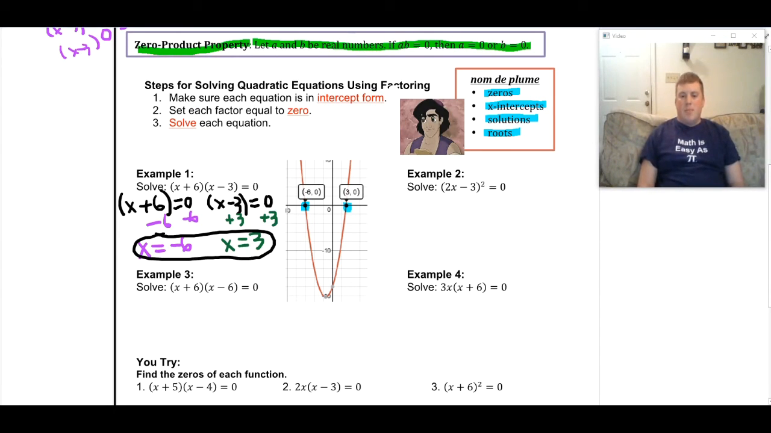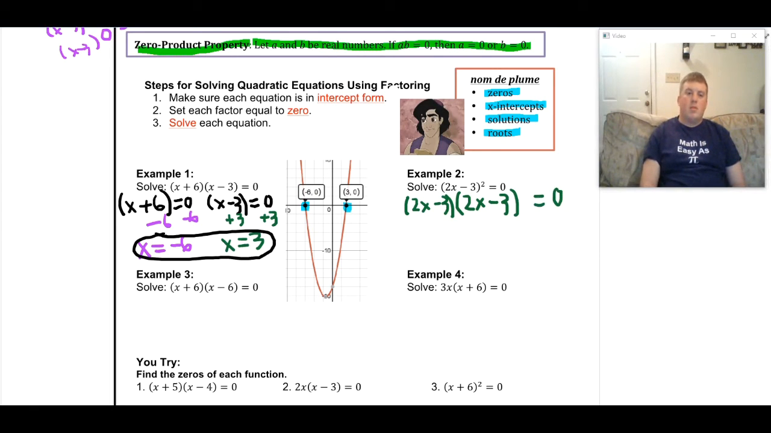Now, sometimes you might see something written a little bit differently. It's technically an intercept form, but it's just a little bit different. And that's going to be what we're looking at in example 2. In example 2, we're given (2x minus 3) squared. Now, before we can work this problem, we need to think about what it means for something to be squared. Remember, when we square something, it means that we are multiplying it by itself. So a way to rewrite this would be to write out the 2x minus 3 and then times it by itself, 2x minus 3, and set it equal to 0.